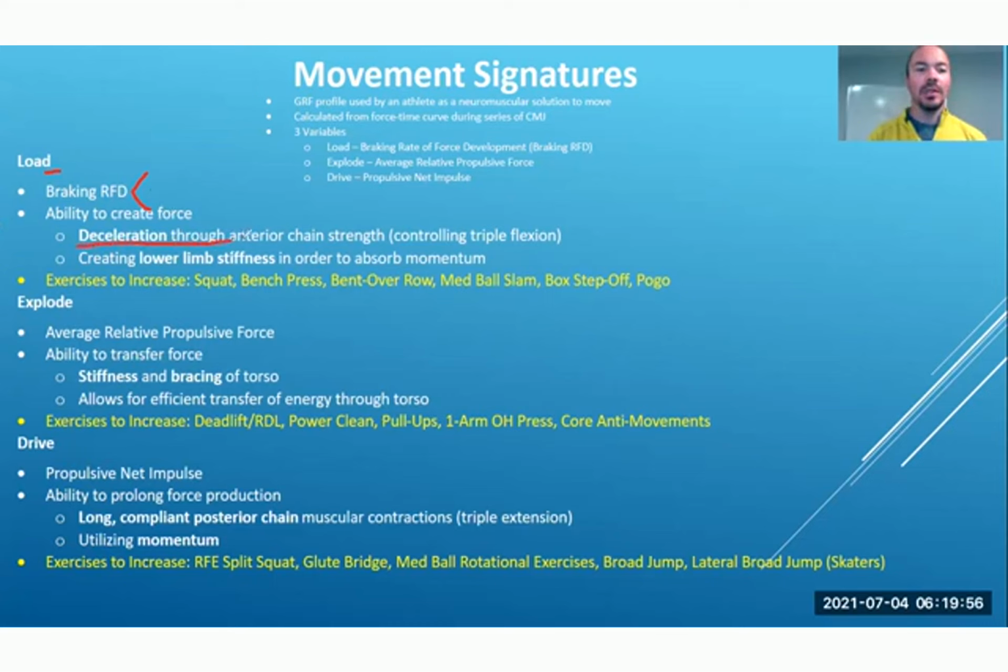deceleration through the anterior chain strength, controlling triple flexion. We love triple flexion for athletes, but that's like building the speed on the Ferrari. Our ability to perform load, aka breaking rate of force development, aka deceleration, is going to help us put some brakes on the Ferrari. And then this is the big one, all right? This is how we improve load. You've got low load numbers. This is how to get them better.